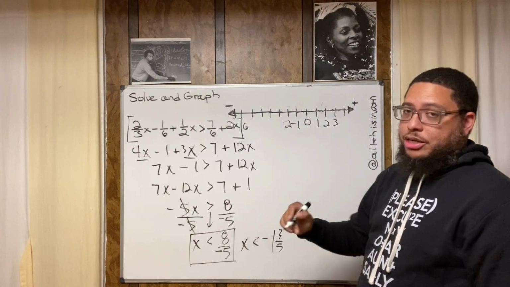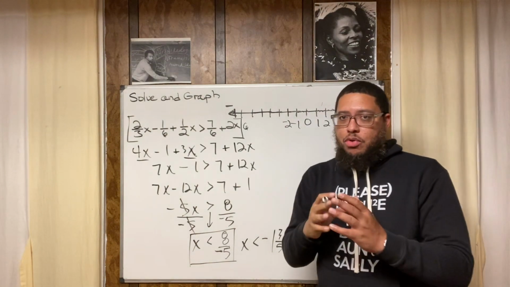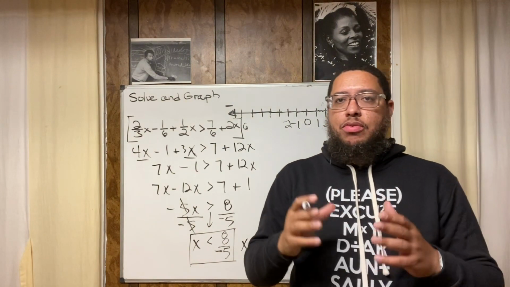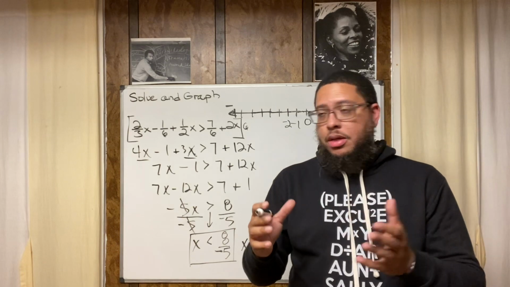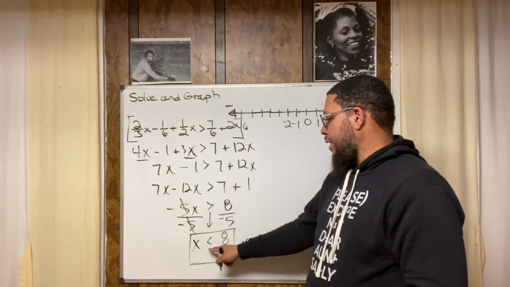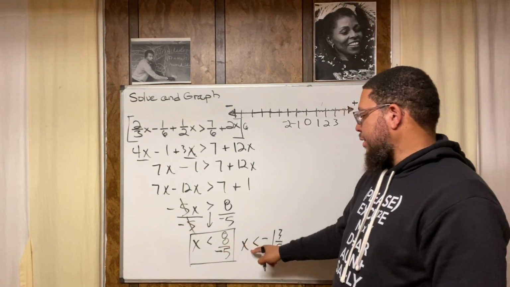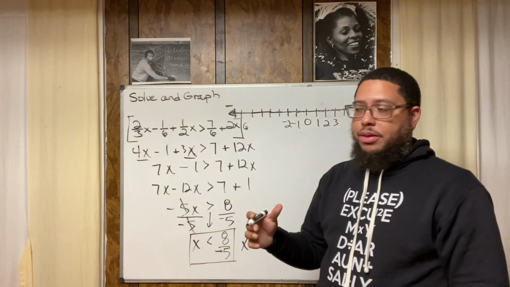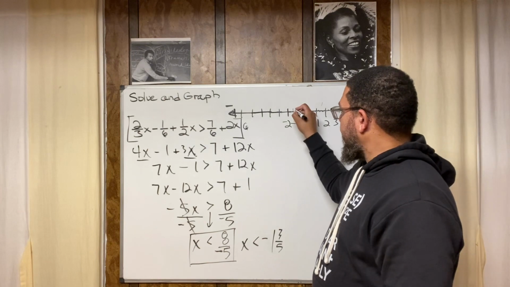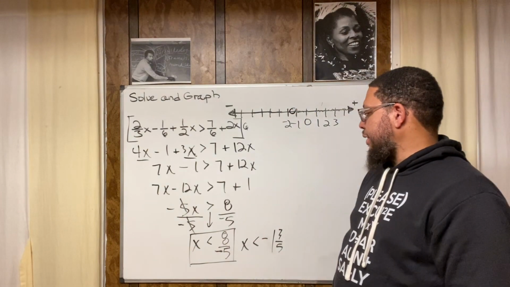Now, the question is, when I draw my circle, should my circle be empty or should my circle be shaded in? My circle should be empty because x is not equal to this number. It's only a boundary point. So draw your circle like that.